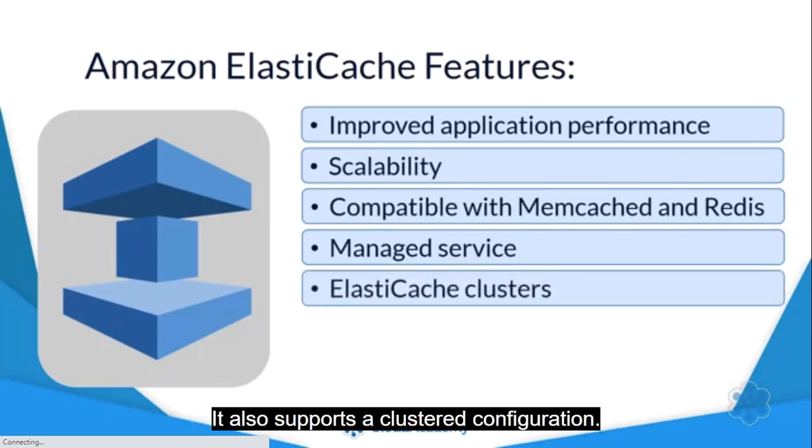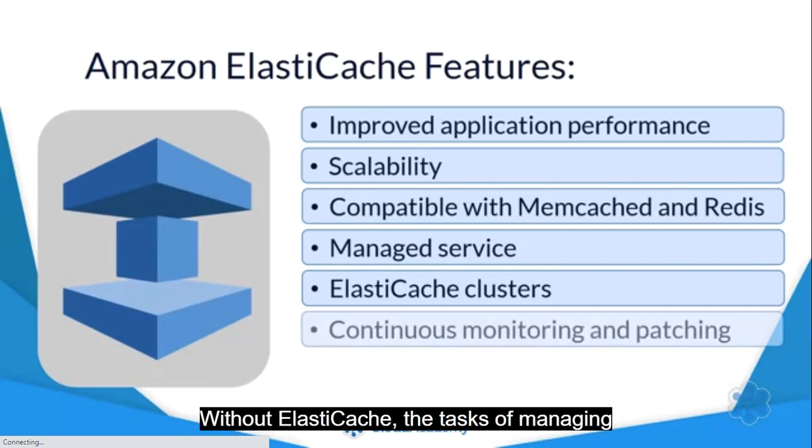It also supports a clustered configuration. Clusters are a collection of one or more cache nodes. Once you've provisioned a cluster, Amazon ElastiCache automatically detects and replaces failed nodes, which helps reduce the risk of overloaded databases and, therefore, reduces the website and application load times.